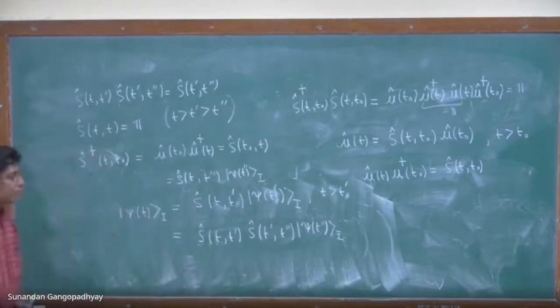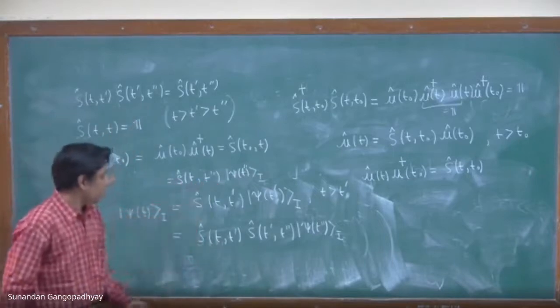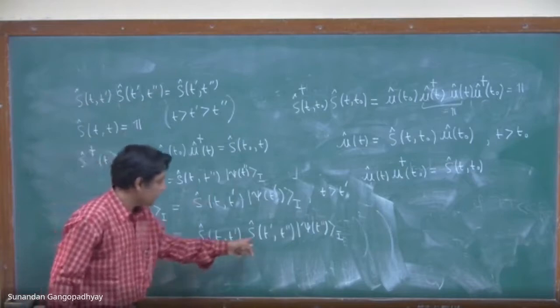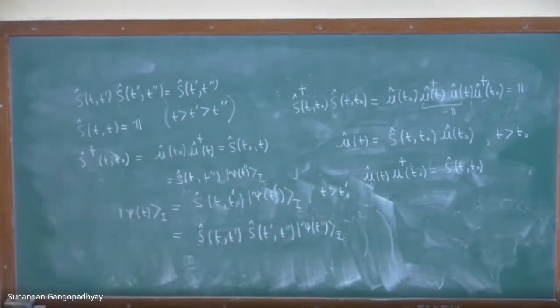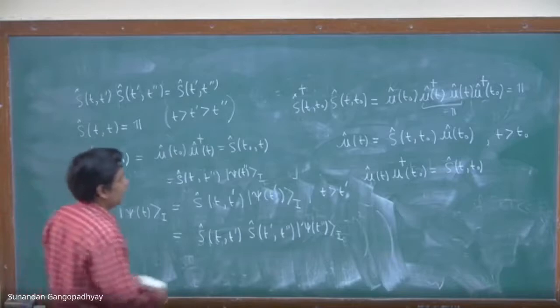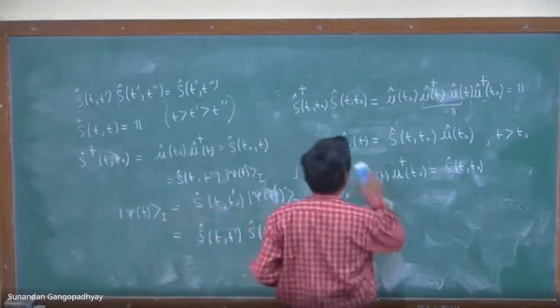Compare this relation with this relation, this immediately follows. So S hat T comma T double prime will be equal to S hat T comma T prime times S hat T prime comma T double prime. This is another nice property of this operator. And then we have the dynamical evolution equation for this operator.